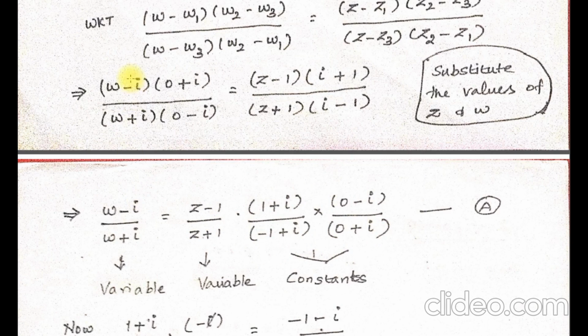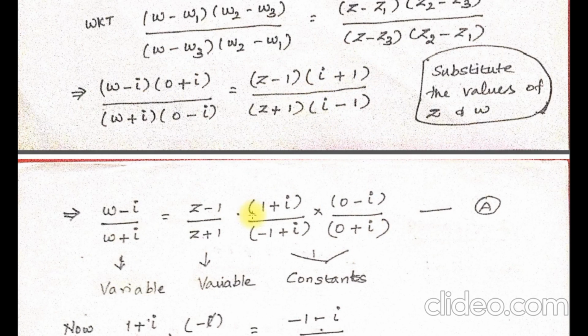Okay, see, I am keeping w minus i, w plus i here, and z minus 1, z plus 1, and I am taking this term to the right hand side. So it will be going as a reciprocal. See, this denominator term will come in the numerator, and the numerator term will come in the denominator. And this term I am writing in the complex form.